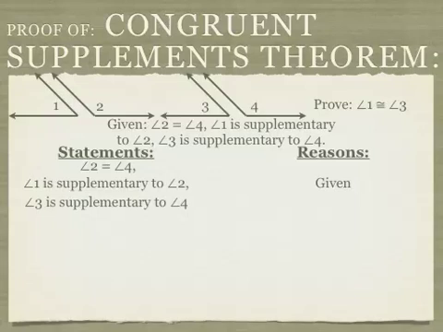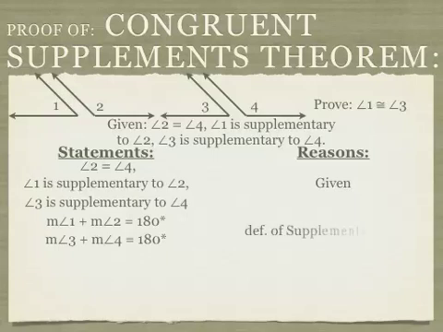If you know that angle 1 is supplementary to angle 2, and angle 3 is supplementary to angle 4, there is something more that I can say. I'm going to go ahead and say that the measure of angle 1 plus the measure of angle 2 equals 180, and the measure of angle 3 plus the measure of angle 4 equals 180 degrees. This is just the definition of supplementary angles. If two angles are supplementary, they add up to 180 degrees.